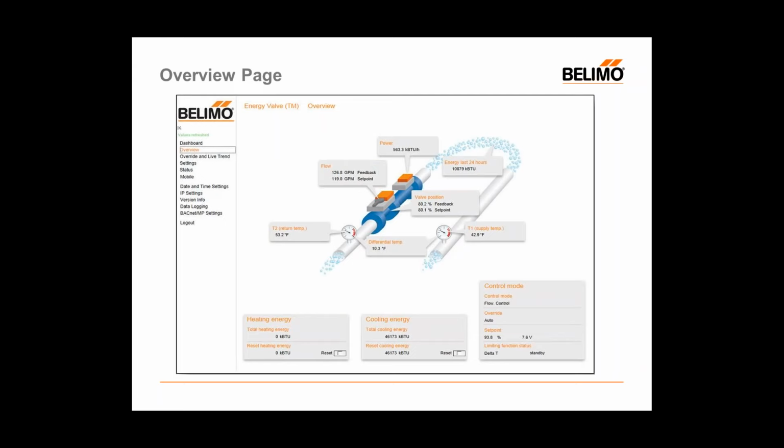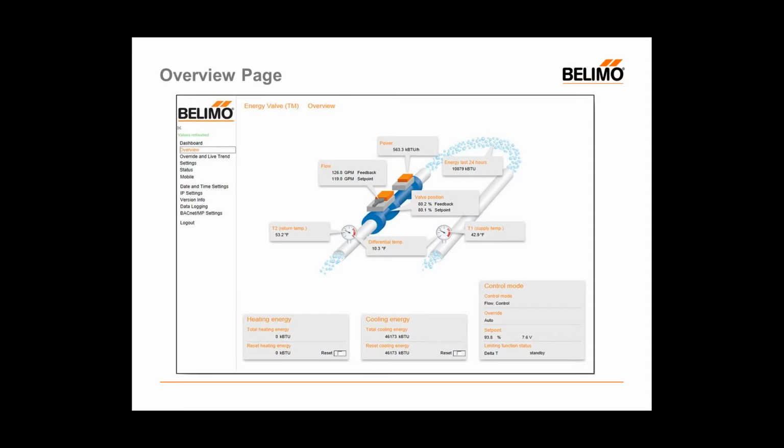There are also some other pages on the tree to the left. You'll see the settings page, which is very important. This is where the valve is actually configured. There's an override and trending page, also an important page if you need to override the valve for any reason from WebView. We have the status page, a page where you can set the time clock.